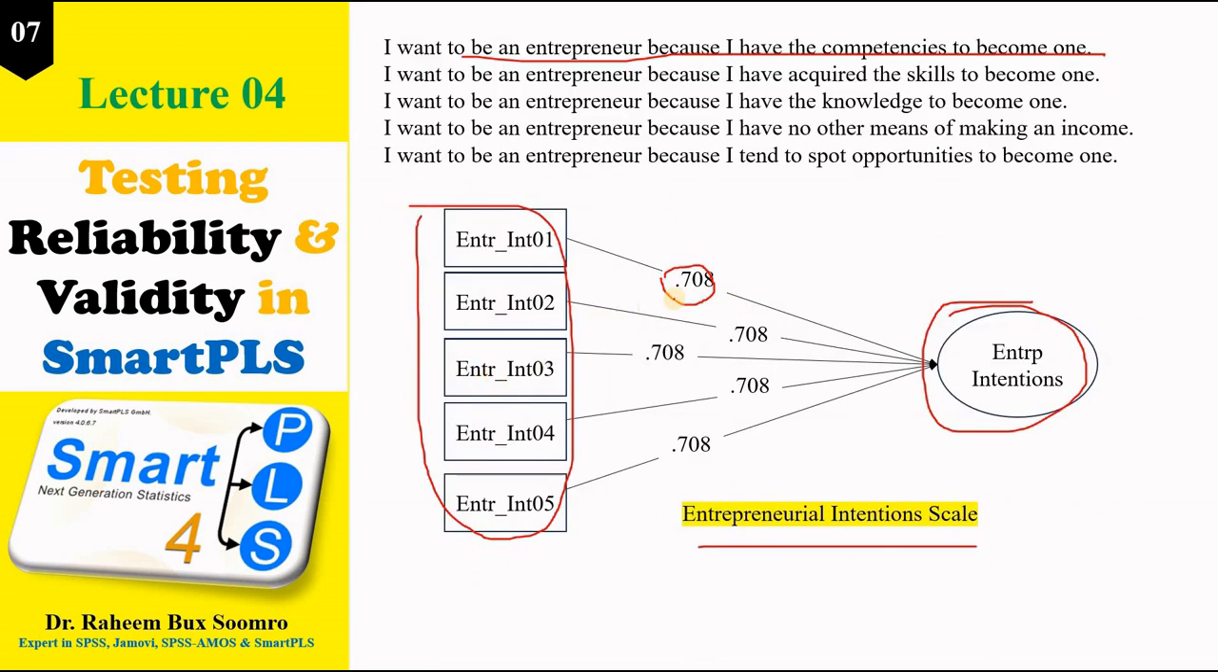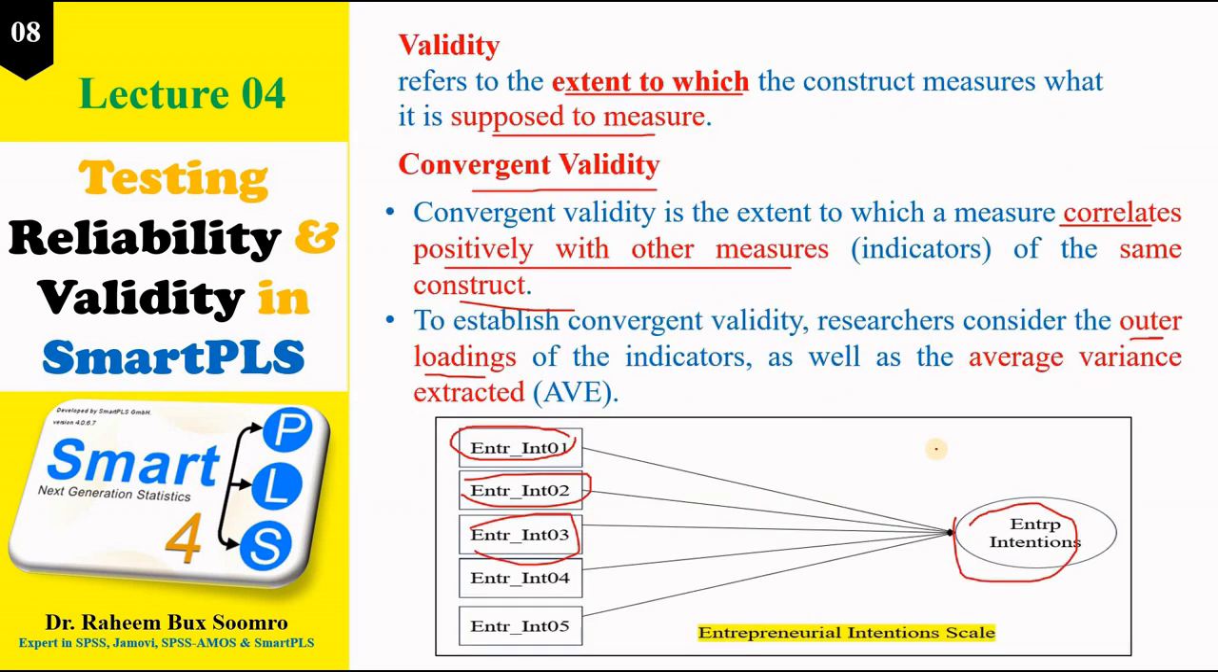These are the outer loadings, 0.708. If any value is less than 0.708, that item should be deleted. And another measure of convergent validity is the average variance extracted. So these are the two popular measures of convergent validity: one is the outer loading and another is the average variance extracted.